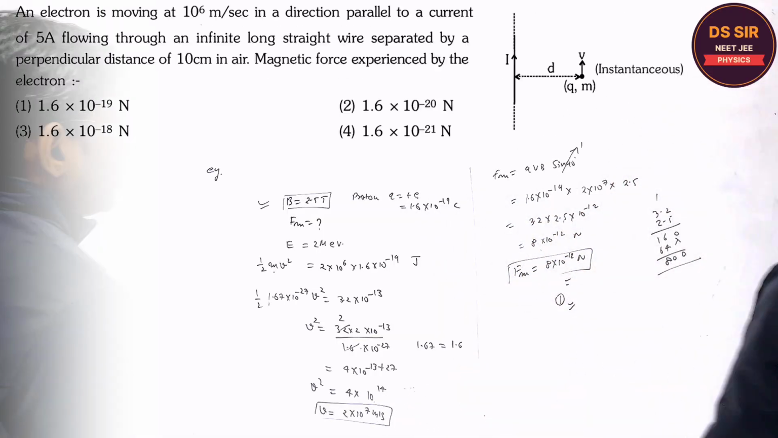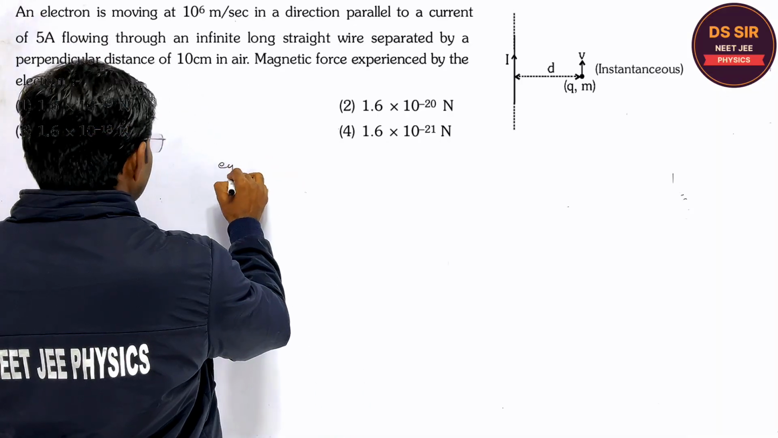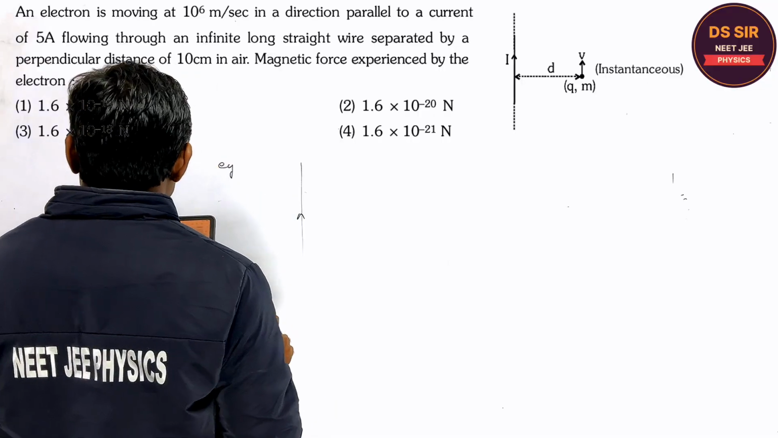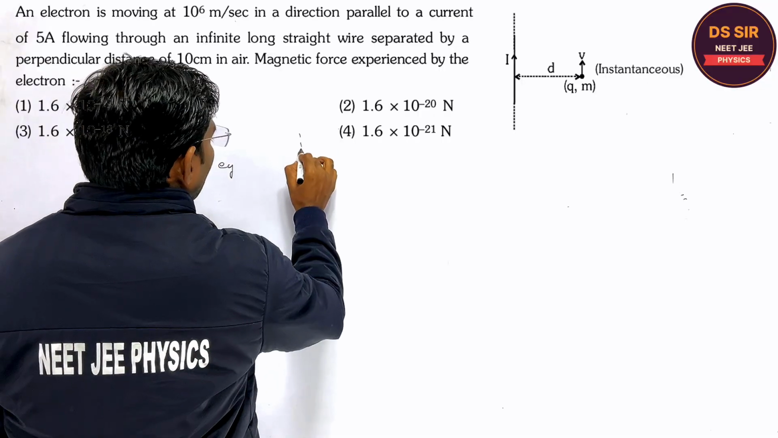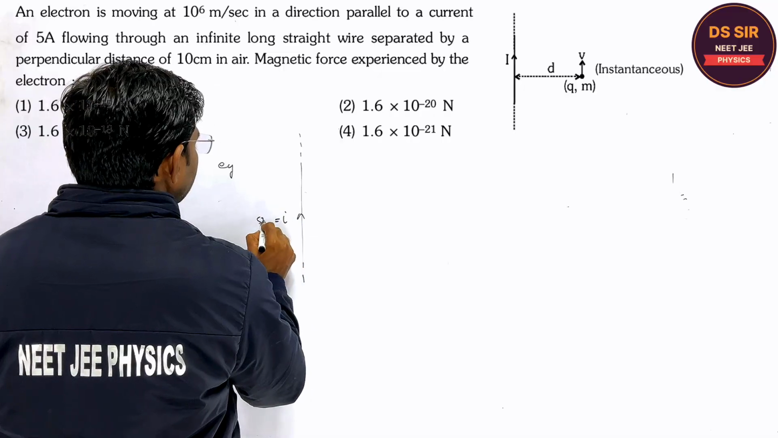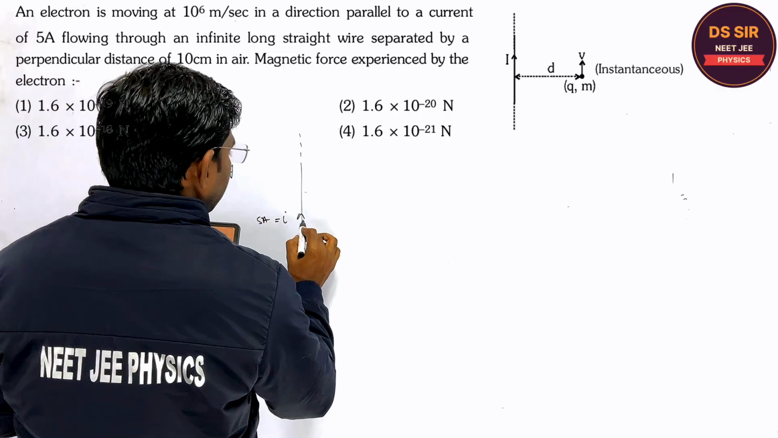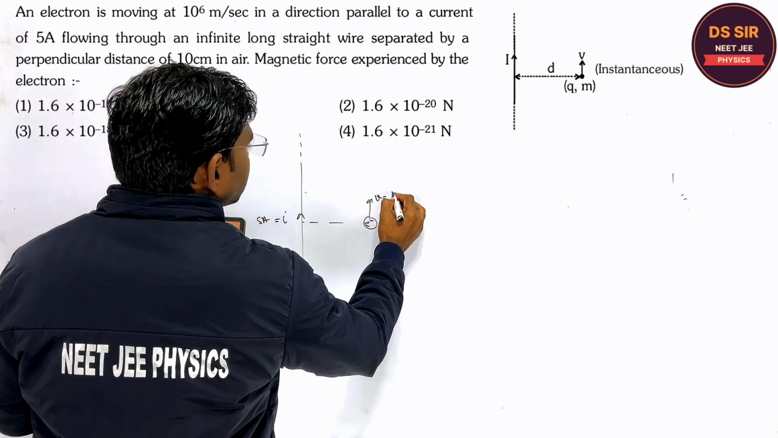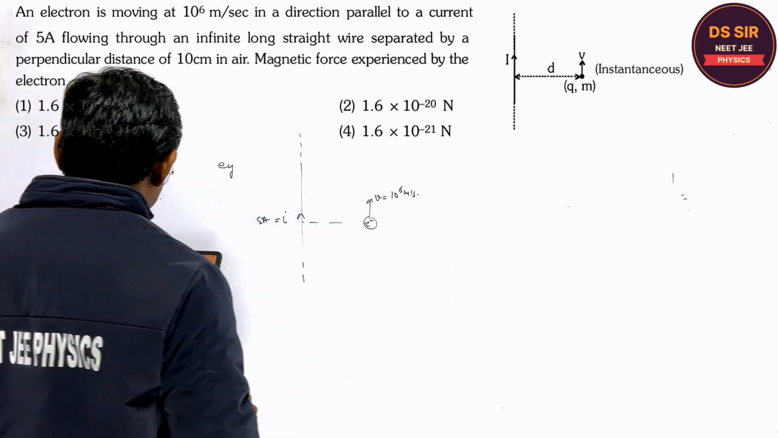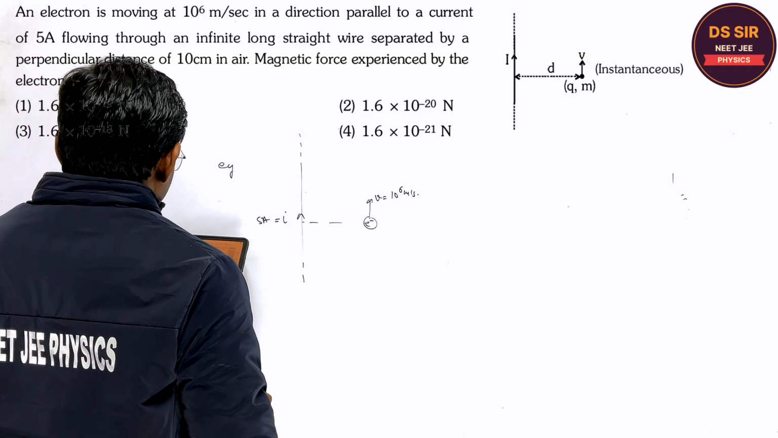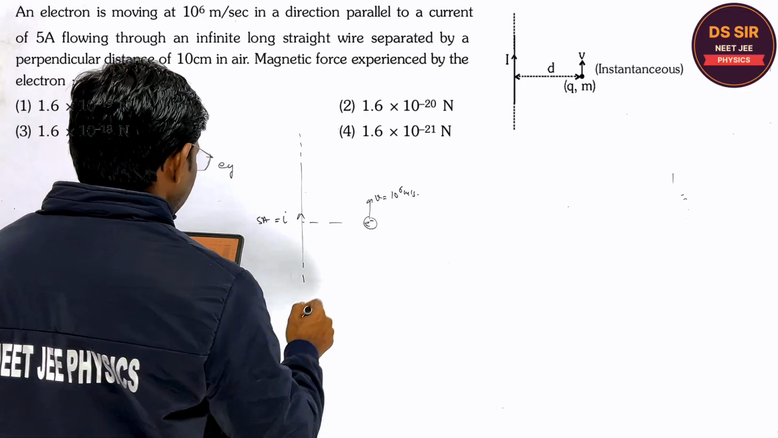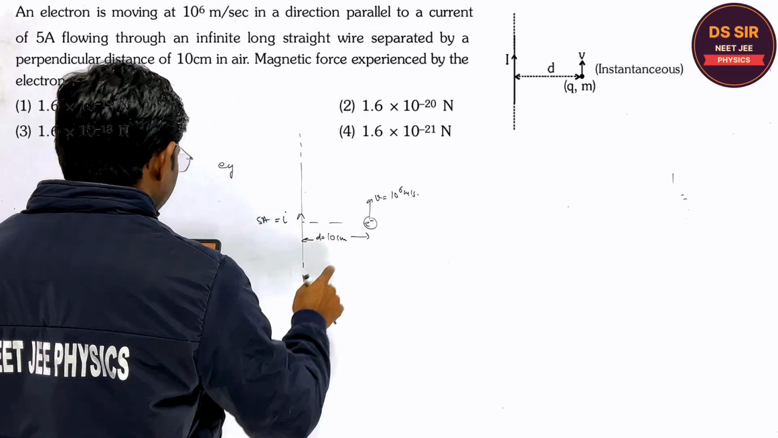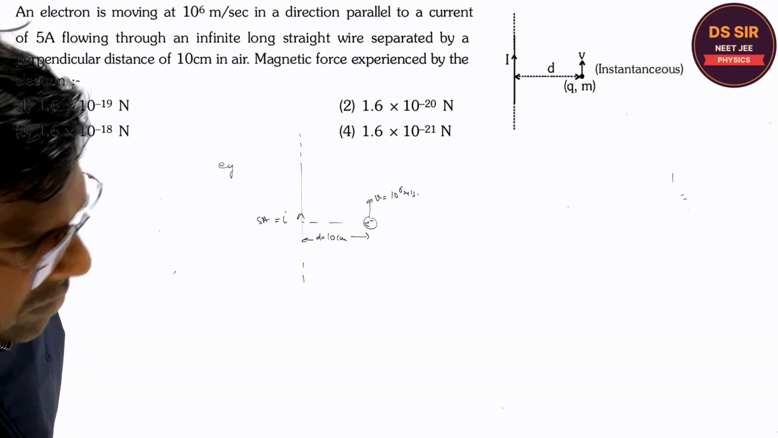Copy this. Now read this question. In this question, an electron is moving, right? Suppose this is the wire, and the electron moves in a direction parallel to the current. Say the current in the wire is 5 ampere, right? And this is the electron, charge minus e, moving with speed v, 10 raised to 6 meter per second. Are you getting it or not? The perpendicular distance is, say, 10 centimeter, right? You have to find the magnetic force experienced by the electron.